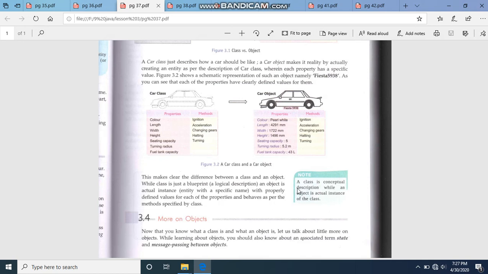So this is a class and this is the object. Mark this: a class is a conceptual description while an object is an actual instance of the class. We are going to learn more about objects in the next few pages. Till now, just understand the concept till here. Thank you.